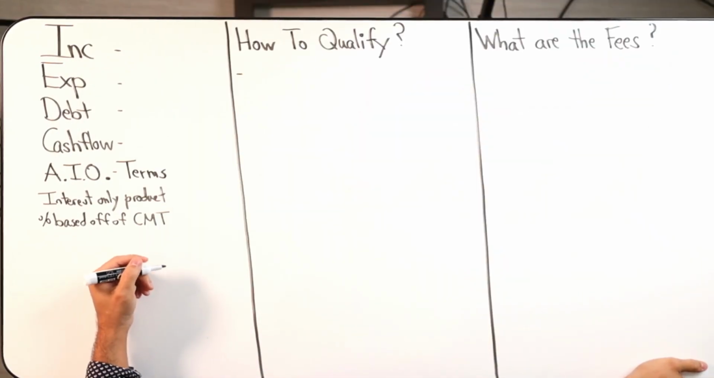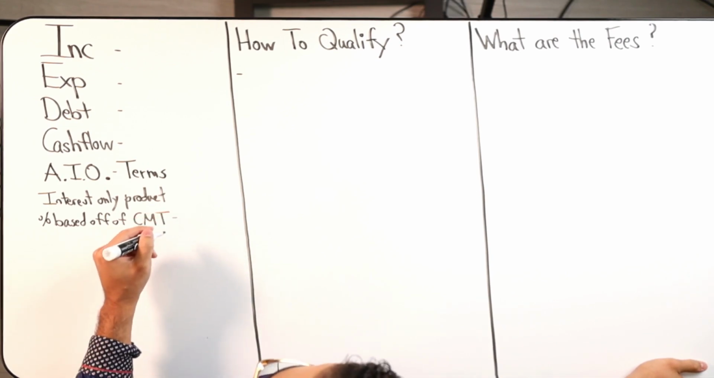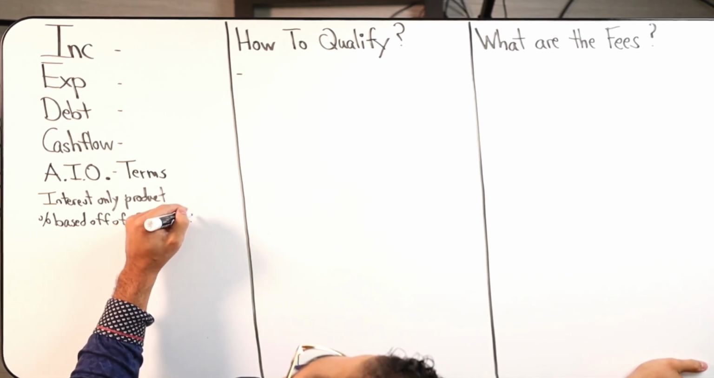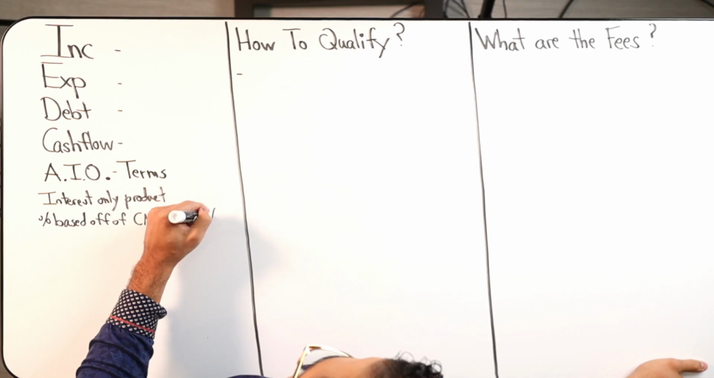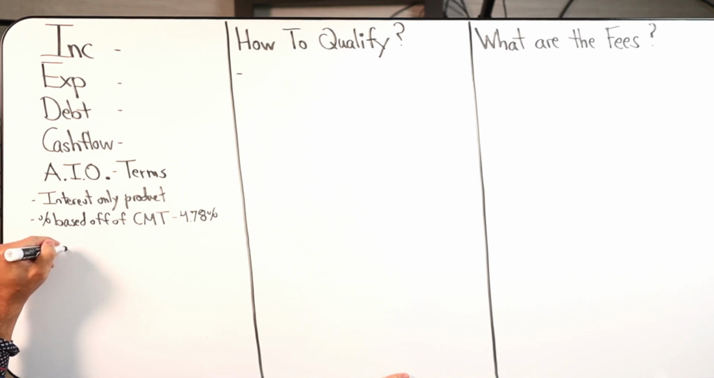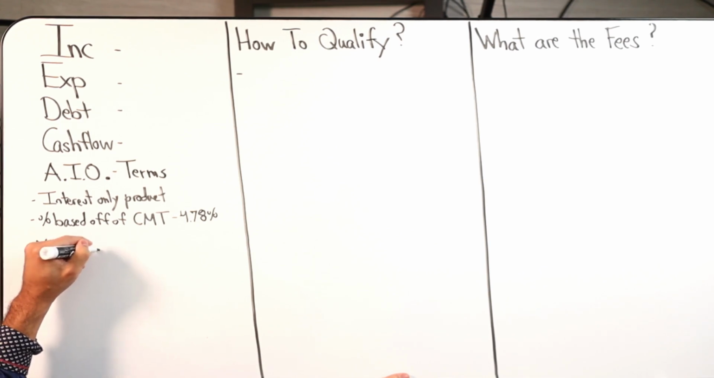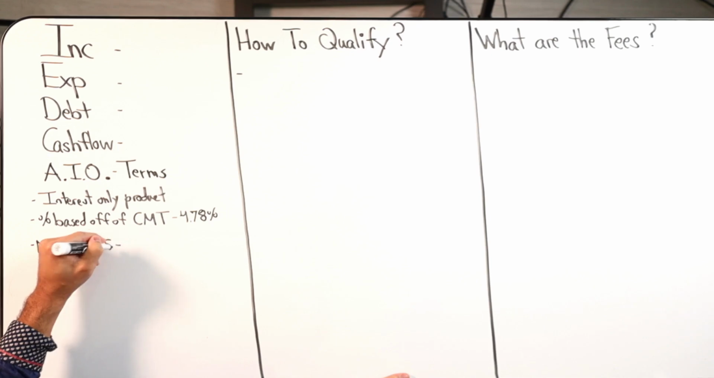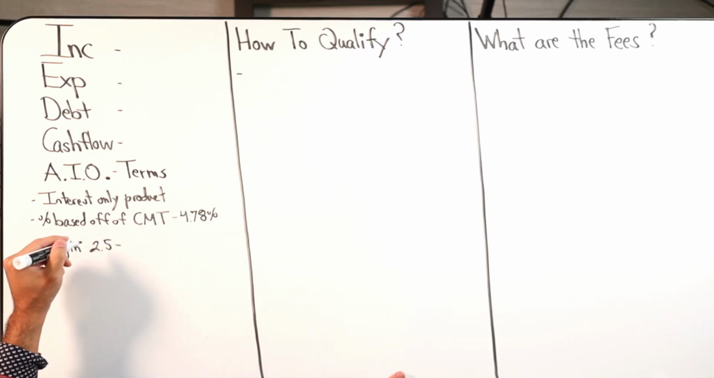And you said 4.75? 4.78 is the index, but that is not the fully amortized rate. Correct, it's just the index. And so the other portion of the interest rate is going to be your margin. And you can choose between a margin of 2.5 all the way down to 4% in increments of a quarter. So 2.5, 2.75, 3, all the way down to 4.